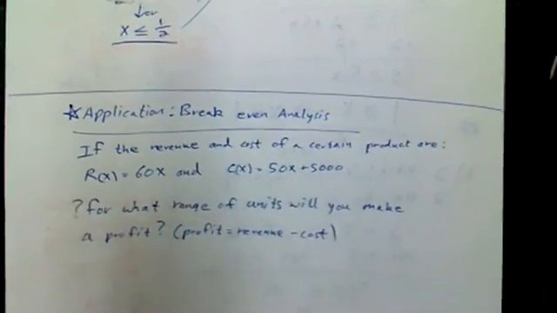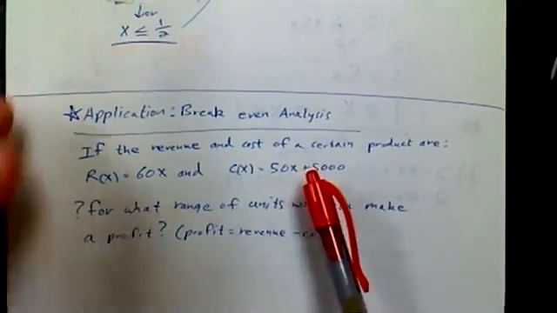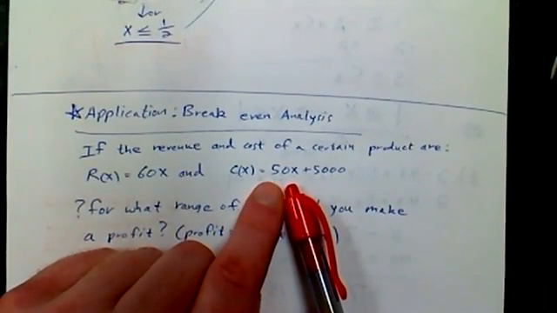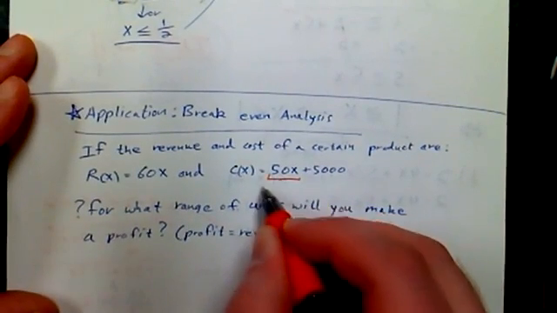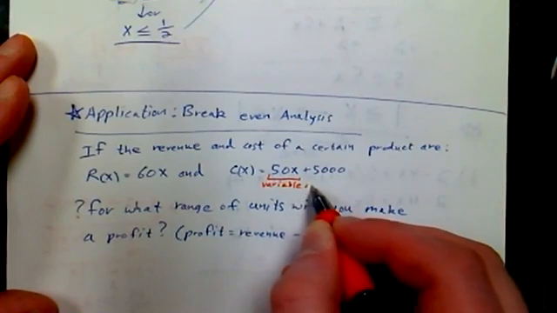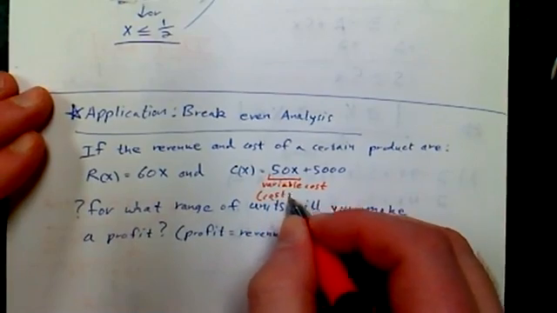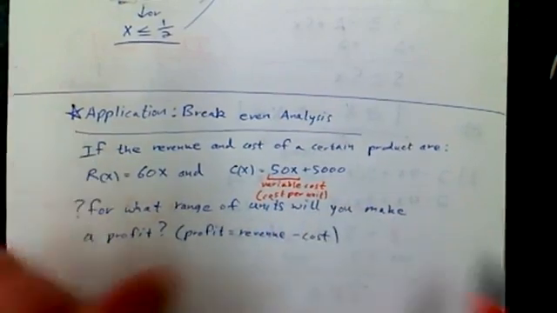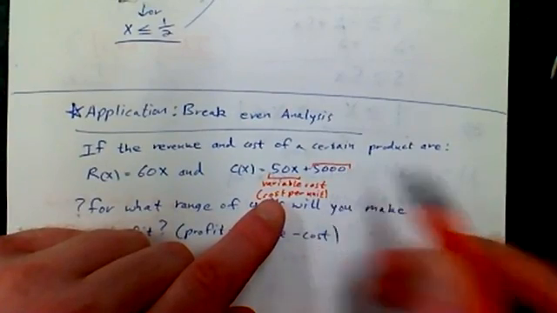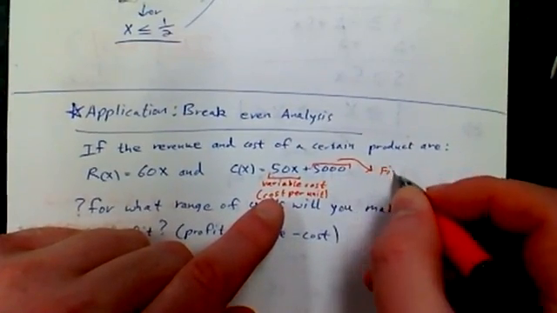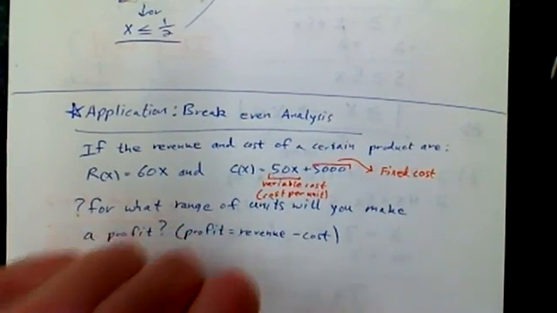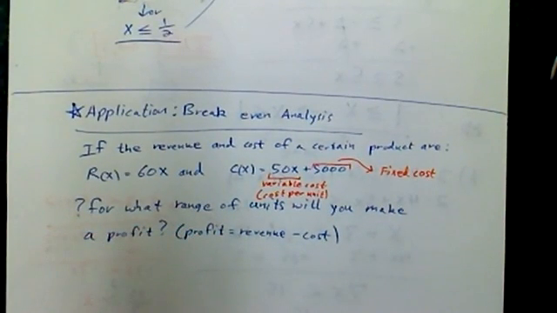And we also have a cost. Maybe for each of those that we're making $60 on, it costs $50 to make it with the materials, the labor, that kind of thing. 50x we call the variable cost. It varies depending on what x is, how many units you use. So you can think of that as cost per unit. And the 5,000 right here is known as your fixed cost. That could be maybe the rent on the building that you're renting or whatever. So we have a revenue function and we have a cost function. And the question is, for what range of units will you make a profit?